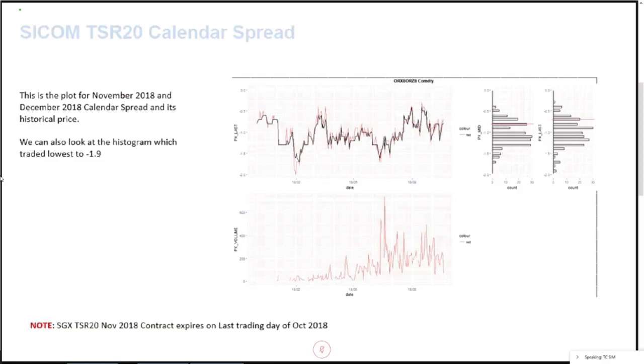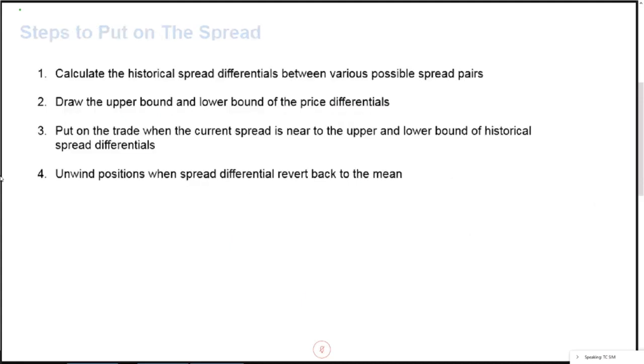Okay, this next slide is for December 18. I apologize for the dated chart. This is taken from a while back, but it serves the same purpose in any case. Now, let's talk about how we can put on the spread in the way that we just talked about.